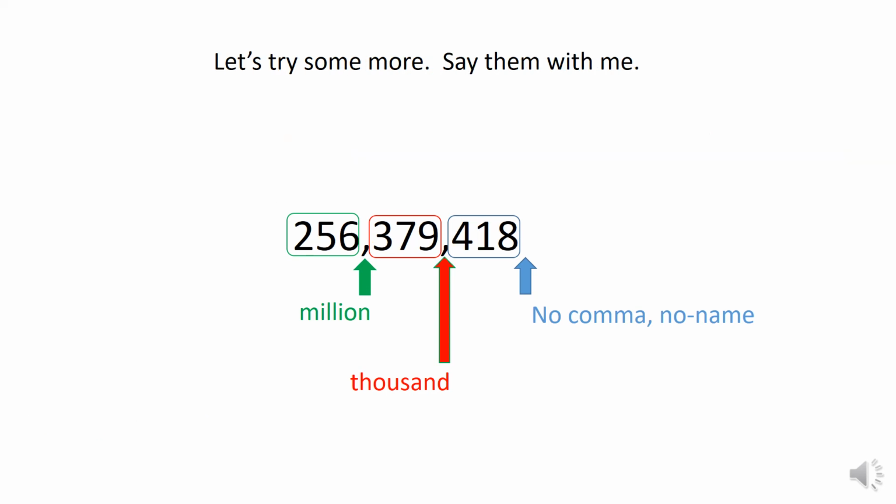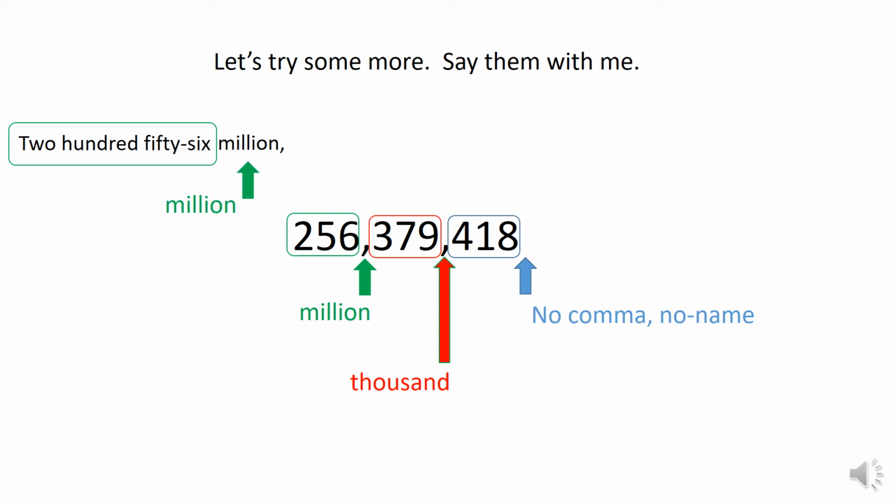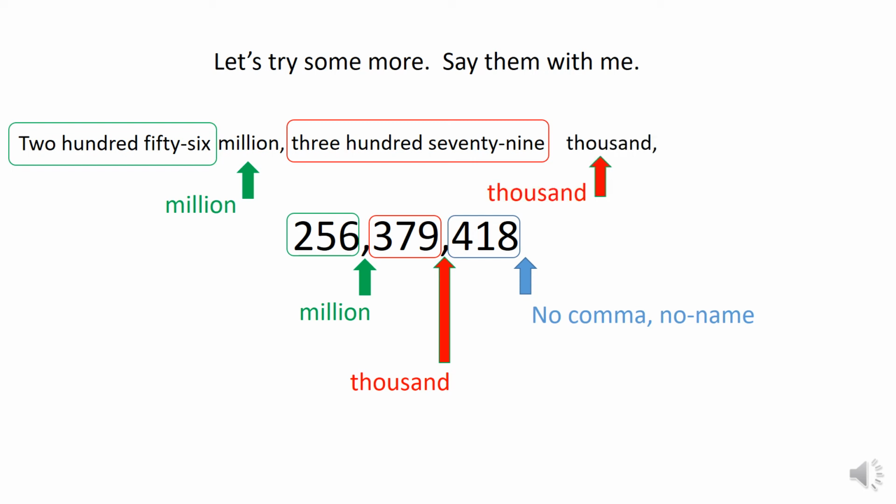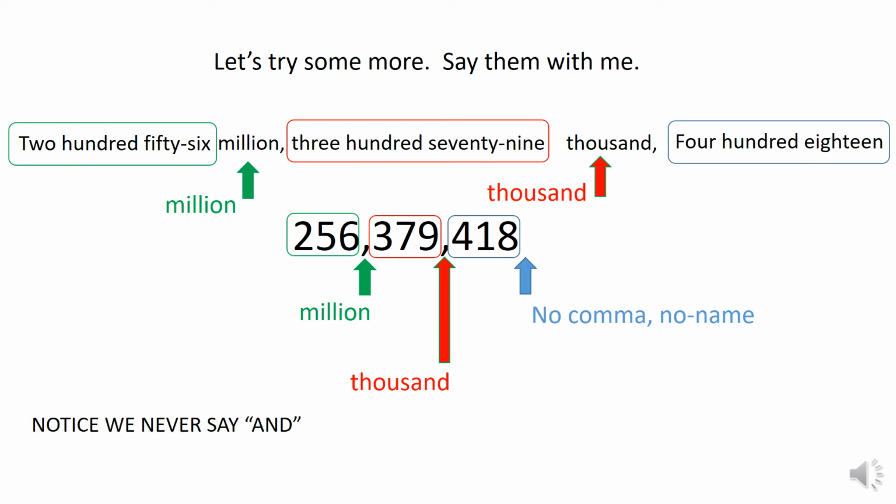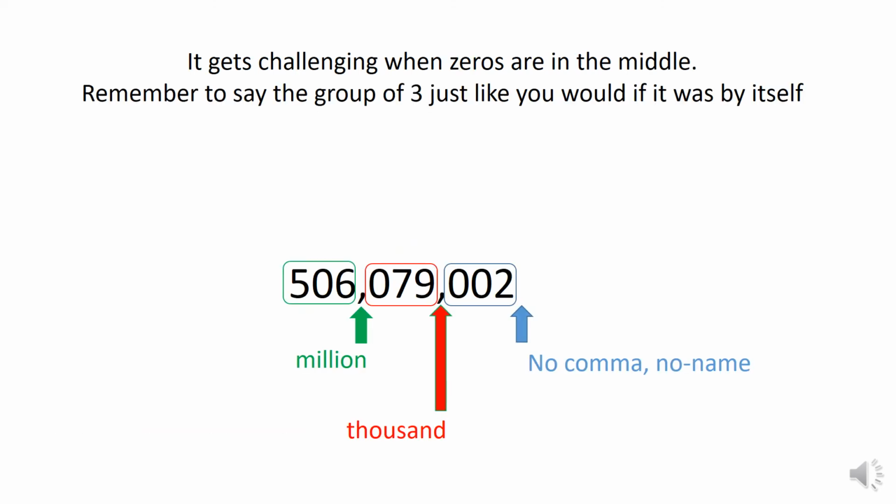Let's try some more. Say it with me. Starting on the left, the first group is 256 million. The middle group, 379 thousand. The last group, 418. And still, we never said "and." 256,379,418.